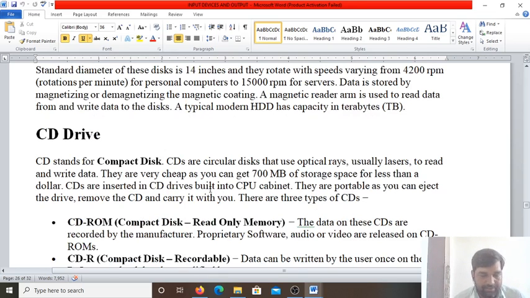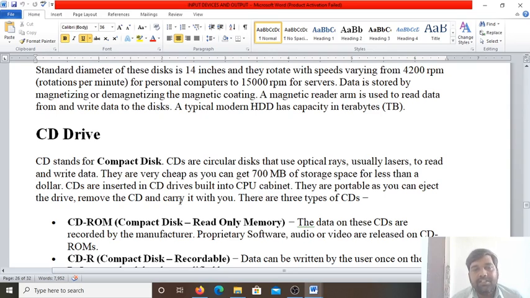Next is the CD drive. CD stands for compact disk. These CDs are circular disks that use optical rays, usually lasers, to read and write the data. So which technology do they use? Laser for reading and writing. These are very cheap. You can get a 700 MB CD for less than $1.